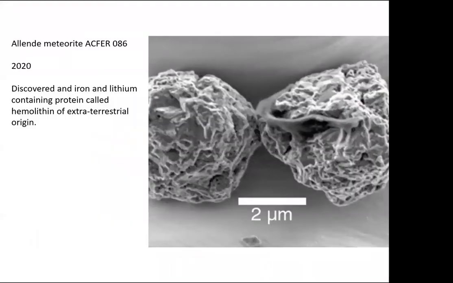And here is a meteorite that has come to Earth and proved this for us, because inside the nooks and crannies of this we discovered a protein called hemolithin. And hemolithin is a complex protein containing lots of amino acids all joined together, including some metals that have been incorporated within it, iron and lithium. And most of the interesting enzymes that we have in biology are metal containing proteins.